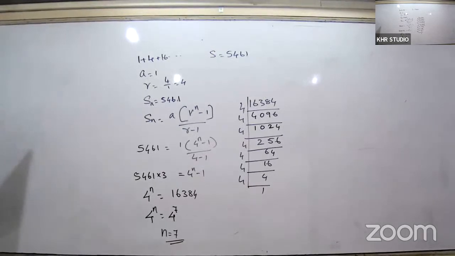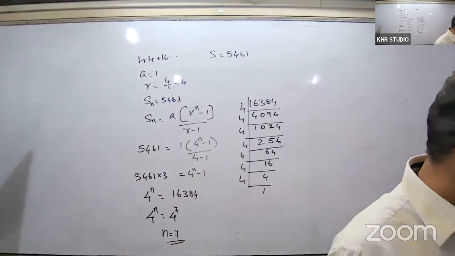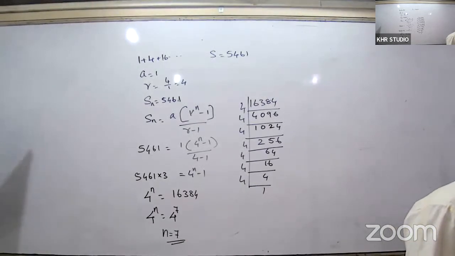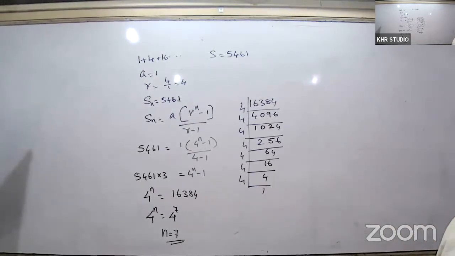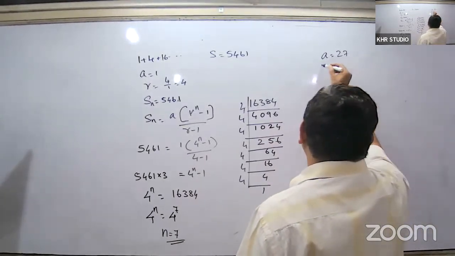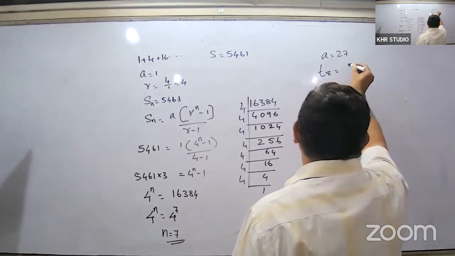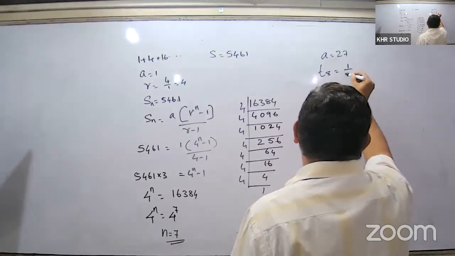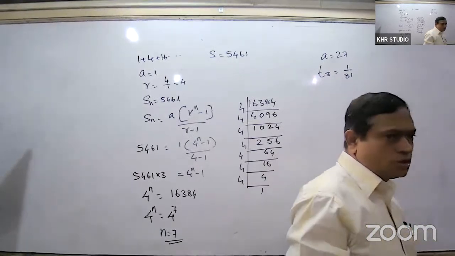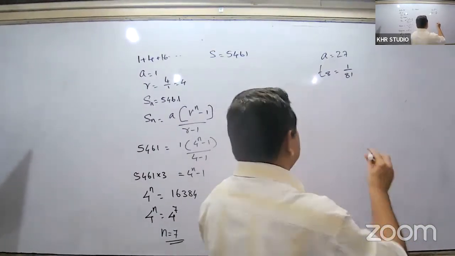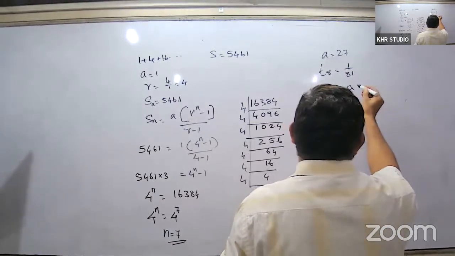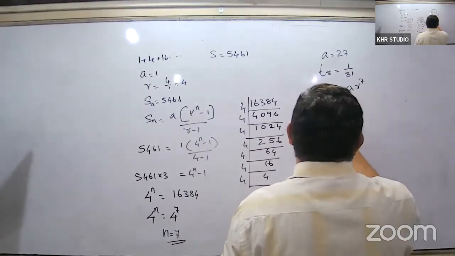The first term of the GP is 27 and its eighth term is 1 by 81. Find the sum of the first 10 terms. So first term A is equal to how much? 27. And the 8th term T8 is equal to 1 by 81. So you can find out R from here. Yes. Sum of first 10 terms, not the last. So Tn, T8 is equal to, what is the formula? A R raised to 7. Replace and get the value.